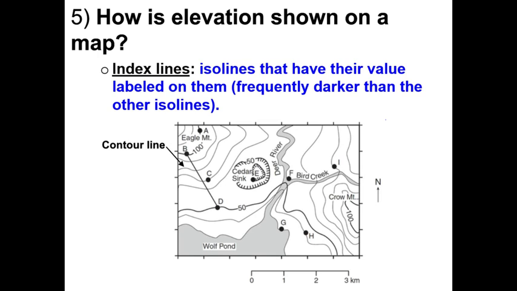Index lines. Now, the index lines are the darker lines that we see labeled on the map. Isolines that have their value labeled on them. And you see in parentheses that it's frequently darker than the other isolines. This is important, that we don't label every single line on a map with a value. Otherwise, our map would be congested with numbers. So if we just put in the index lines, and we understand what the contour interval is, we can find out what the values above and below them are. So we see our index line down there, that's a 50. And as I pointed out before, up top, we have a 100. And also we have 100 on the right-hand side here by Crow Mountain.